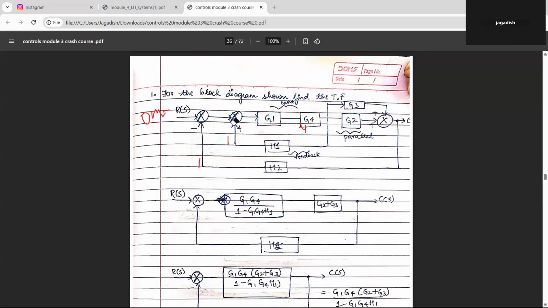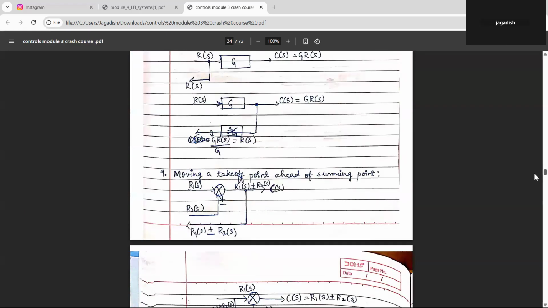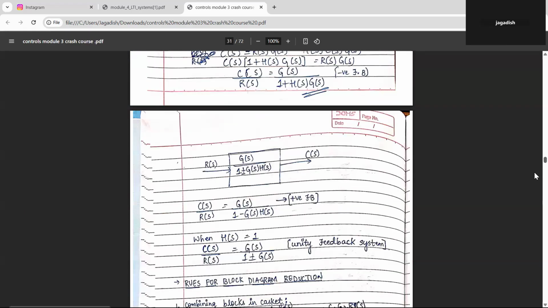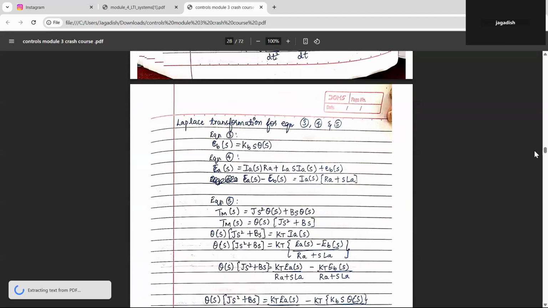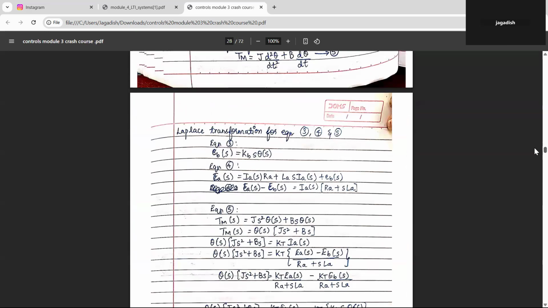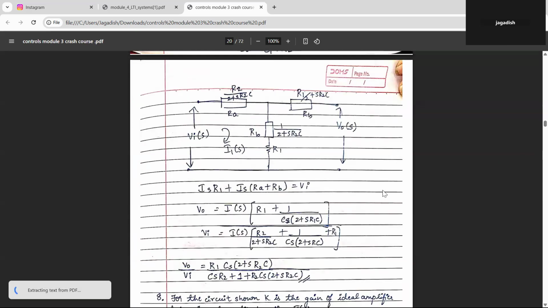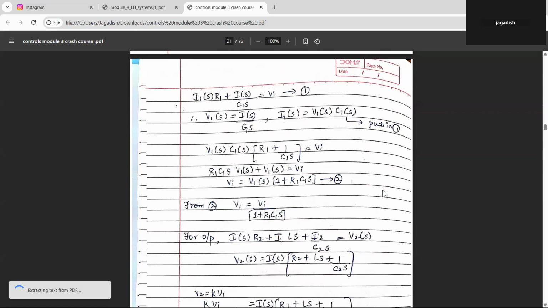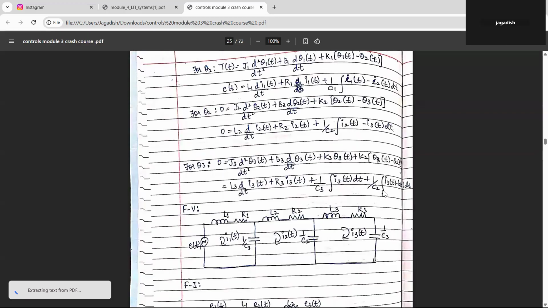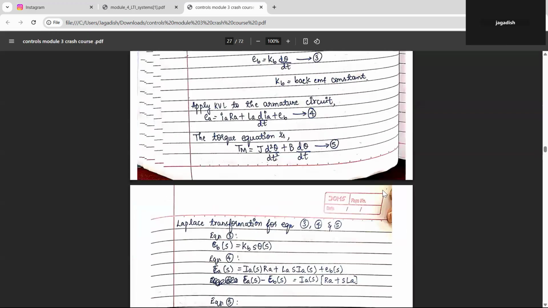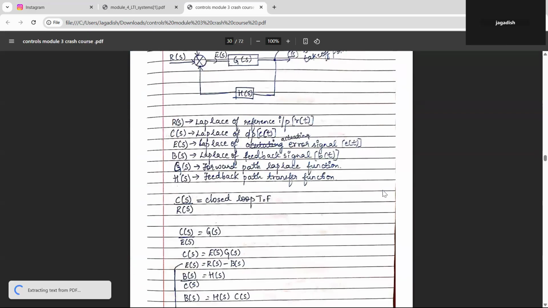You refer to the notes. To eliminate the feedback loop, I have to multiply G divided by... third rule it is. I think it's the third rule. See, if you had written and learned the rules, today I would have completed the third module and we could have gone to the fourth module also. You're not at all following the rules I told you yesterday.